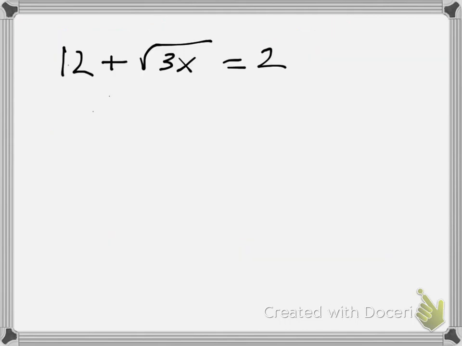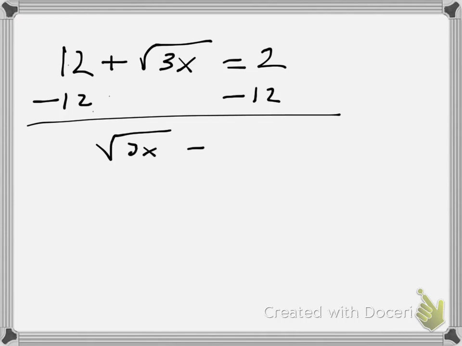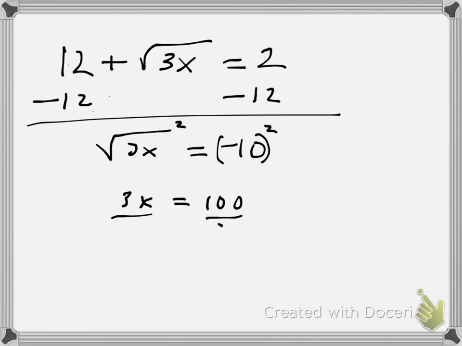Alright, so in this problem here, we should know by now, first thing I got to do is subtract 12 from both sides. I'm going to get the square root of 3x equals negative 10. Okay, so our next step obviously would be to square both sides. And when we square both sides, what we're going to find is we're going to get 3x equals positive 100, because when we're squaring, remember, I'm squaring the entire negative 10. So now I'm going to divide both sides by 3, and I'll find the value of x is 33.3 repeating.